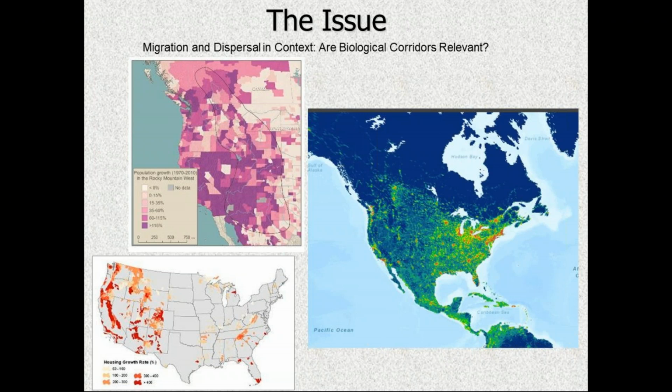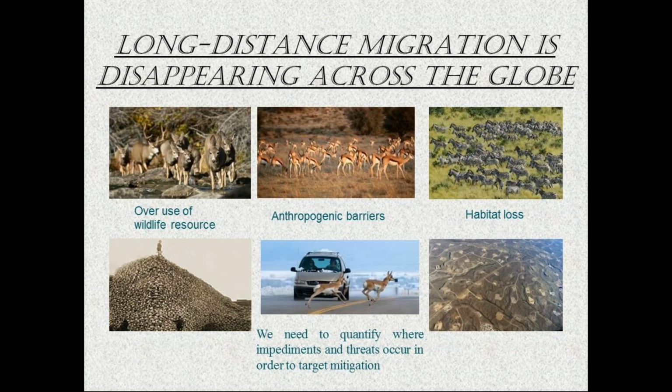And for about the last 40 or so years, in the upper left here, you can see the census data. Most of the fastest growing counties in terms of rate of growth occur in the western part of the United States and North America.